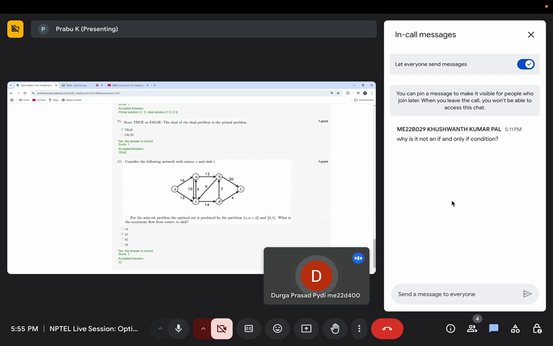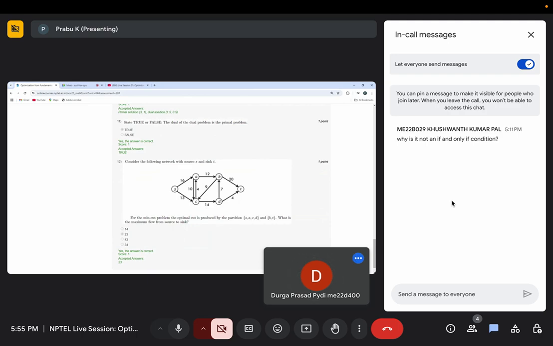So you have a source S and some target T, and you have some network given to you. For the minimum cut problem, the optimal cut is produced for the partition. So the partition means S, A, C, and D belong to one set, and B and T belong to the other set. What is the maximum flow from source to sink? The min cut and max flow problems are primal and dual problems, right? That is clear. So now what are the connecting links between these two partitions? Just give me 1 second. I'll note it down and then draw it so it will be clear.